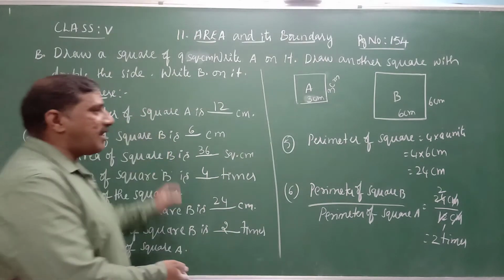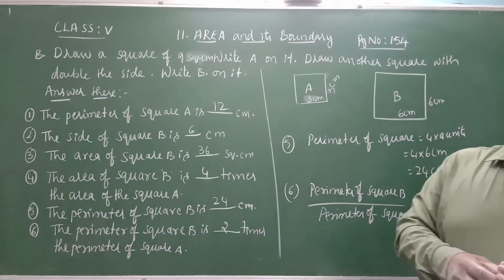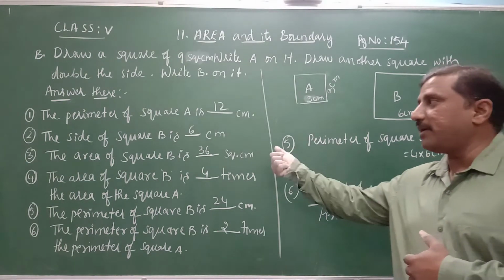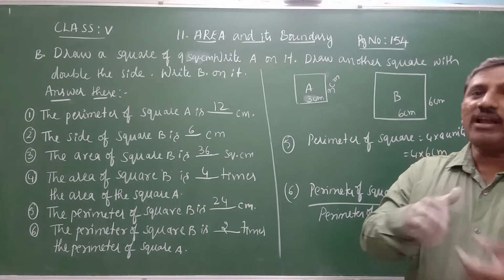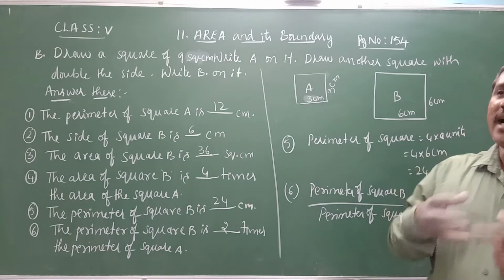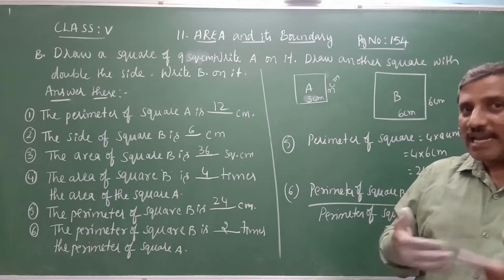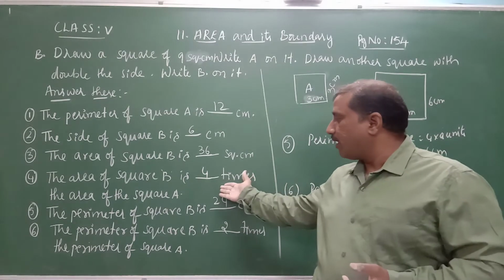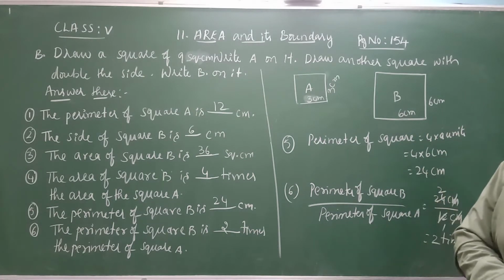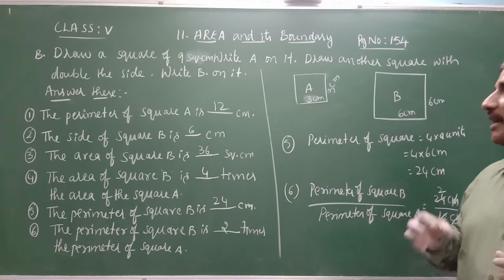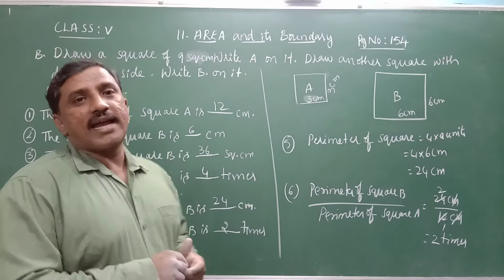So what you understand from this question is, when the side of a square is doubled, what will happen to the area? What will happen to the perimeter? What will happen to the side of the square? The side of the square, we know, is doubled, meaning it becomes 2 times. Then area will become 4 times and perimeter will become 2 times the previous square. So like this we can compare the area and the perimeter of 2 squares when the sides are doubled.